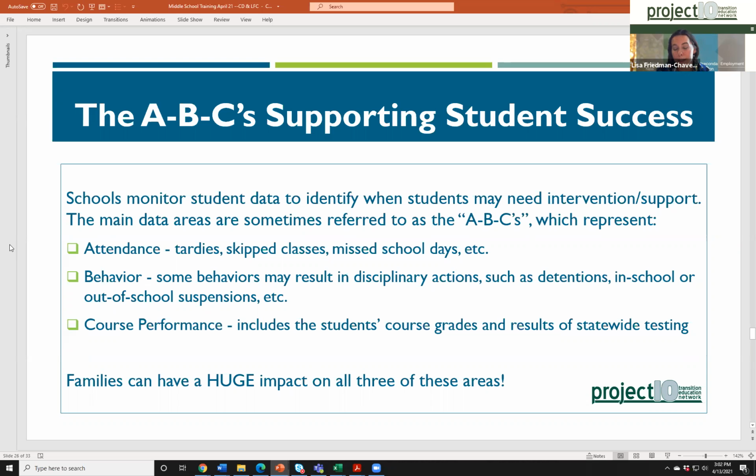And then course performance, again, it goes back to the early warning system, looking at where they are with their courses, any course failures, and keeping a pulse on the results of the statewide testing assessments.